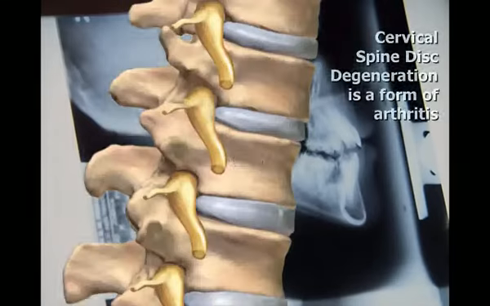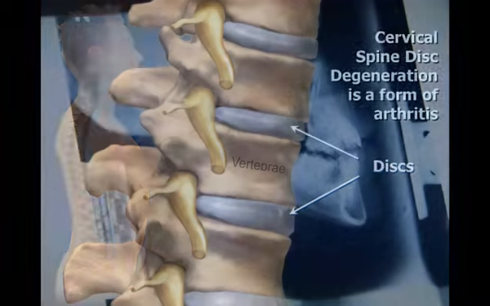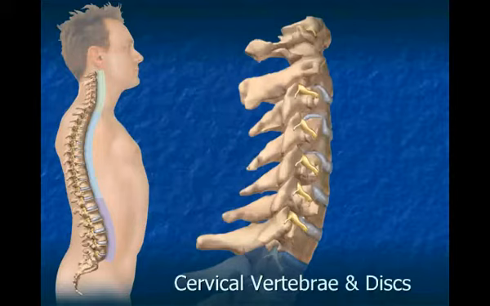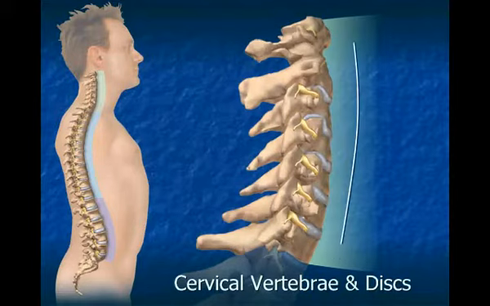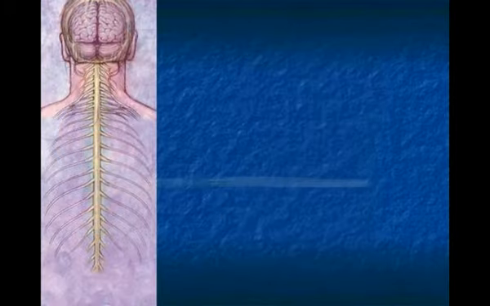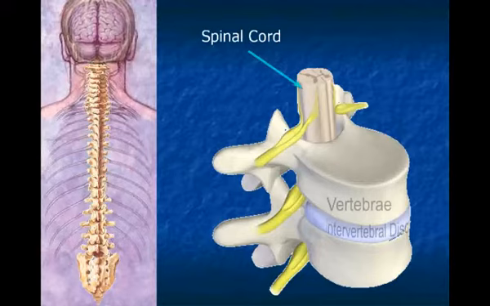Cervical spine disc degeneration is a form of arthritis. Discs are located between each vertebra of the spinal column. The cervical spine is considered to be the first 7 vertebrae at the top of the spinal column. Those vertebrae extend from the base of the skull to the upper back. The vertebrae are individual bones attached to each other by a multitude of small ligaments and spinal facet joints. The spinal vertebrae surround and protect the spinal cord as it extends from the base of the brain through the spinal canal to the base of the spine.